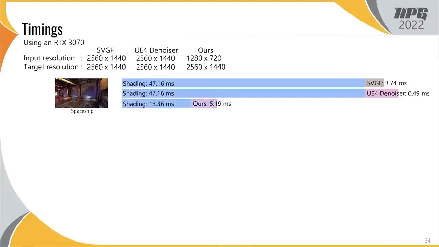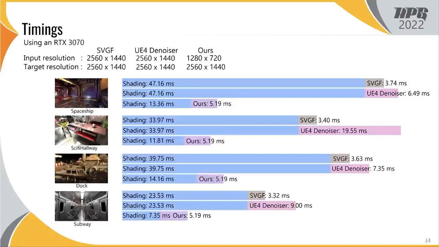The real benefit of our technique can be seen when we add the shading cost. Since we use low resolution input, our shading cost is also significantly lower. This trend can be seen in other scenes as well. The overall cost of rendering a frame is significantly reduced without compromising the image quality.